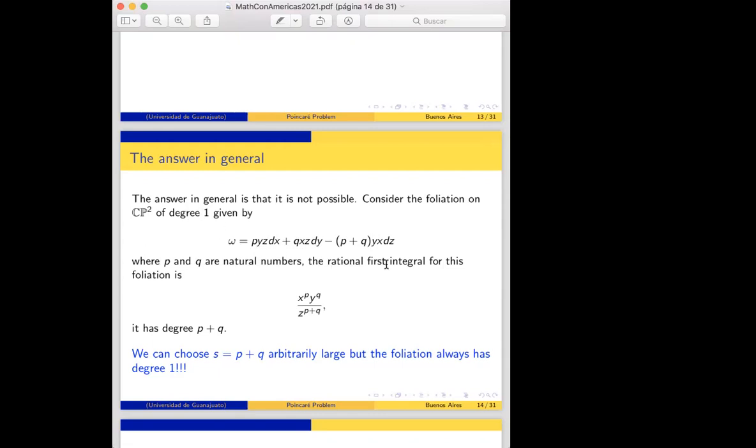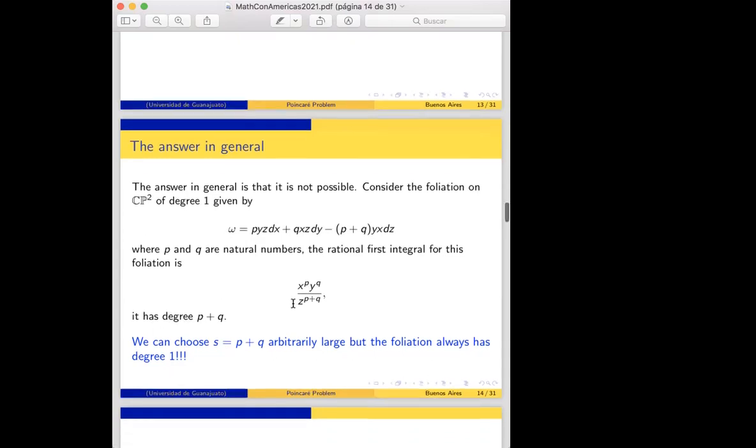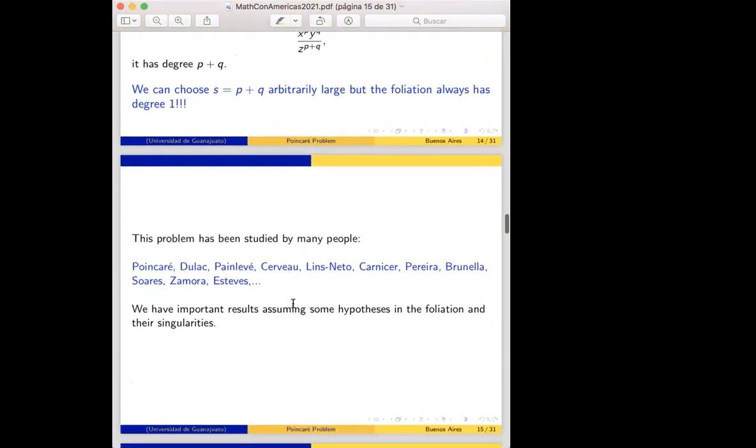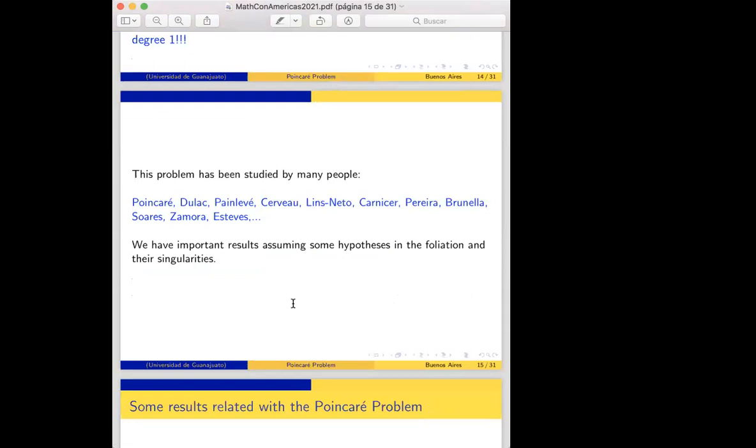It is easy to see that the rational first integral for this foliation is this rational function, x^p y^q over z^(p plus q). Then this rational function has degree p plus q. Then we can choose S equal to p plus q arbitrarily large, but always the foliation has degree 1. Then it is not possible to bound the degree of the rational first integral in this case. And this is a very important problem, the Poincaré problem, that has been studied by many people. For example, Poincaré, Dulac, Painlevé in the 19th century, and in the 20th century by Cerveau, Lins Neto, Carnicer, Pereira, Zamora, Esteves.